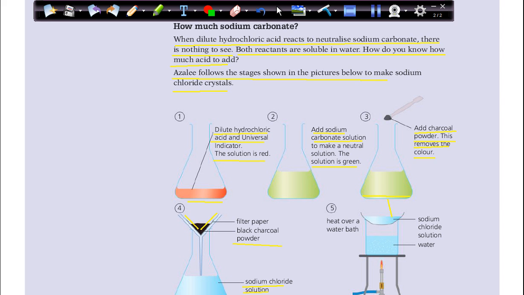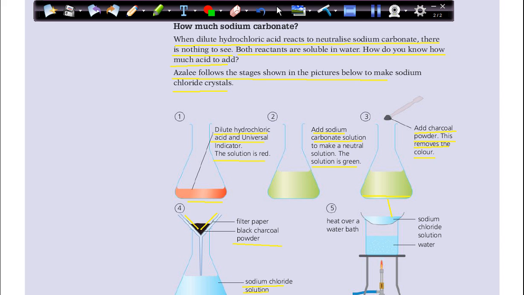Then she kept it at a very warm temperature or room temperature, just to let it evaporate. After a few days, she got the sodium chloride crystals. So this is one of the ways you can produce sodium chloride in the lab.